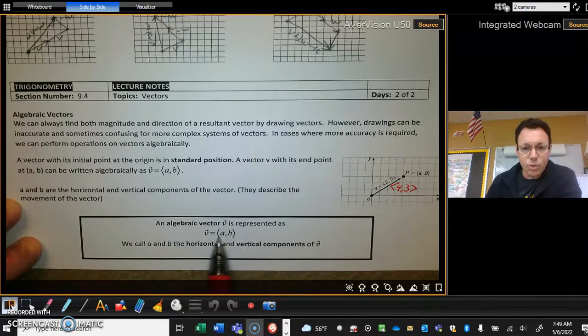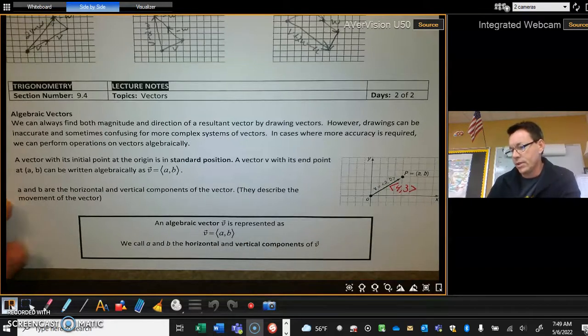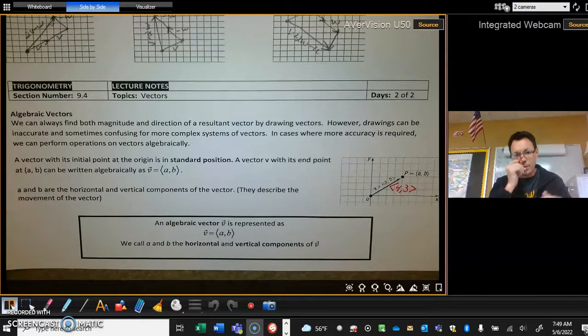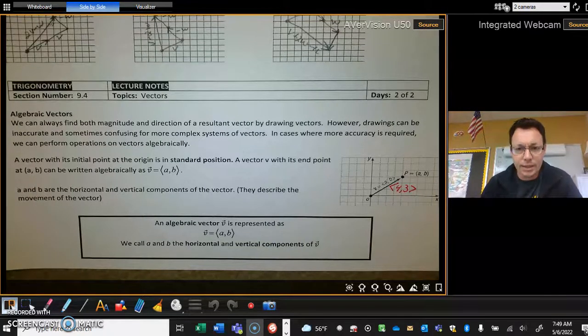But that ordered pair that you're looking at is actually the movement of this vector. The vector goes over 4 and it goes up 3. Kind of reminds you of slope a little bit, because we're talking about the movement of this line. Okay, and that is an algebraic representation of a vector that talks about the horizontal and the vertical components of how this thing moves.